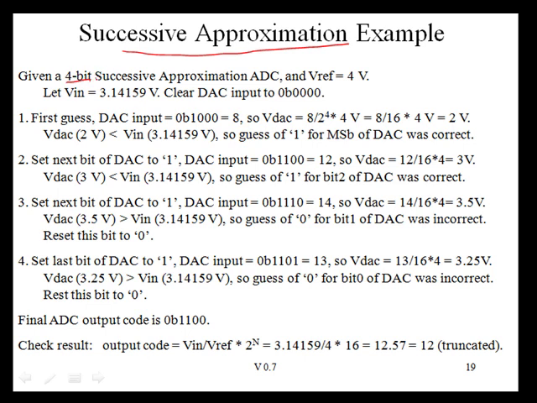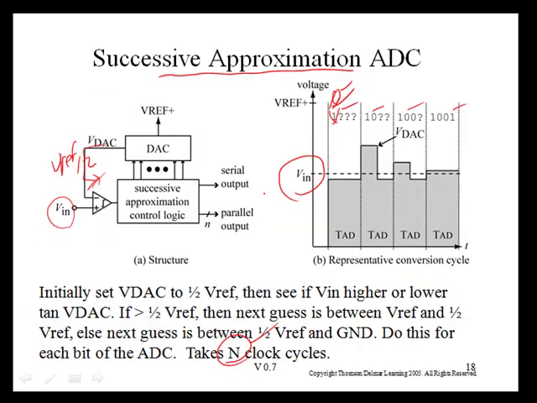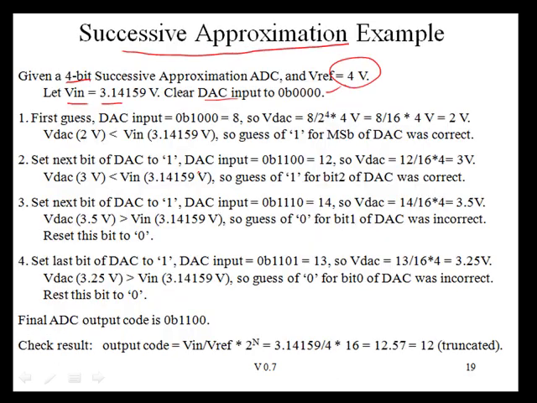So we're going to use a 4-bit ADC. We're going to let our reference voltage be 4 volts. Our V input is going to be pi, 3.14159, and we're going to go ahead and initialize our DAC input to all 0. So that DAC input is this input right here.